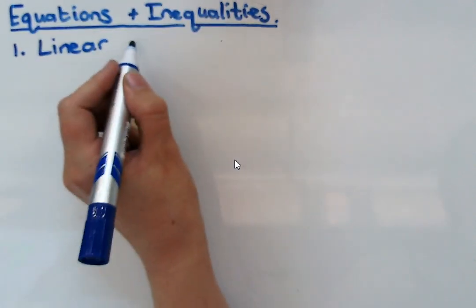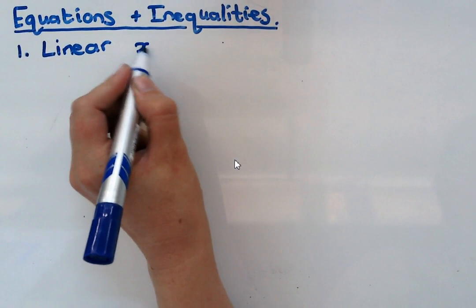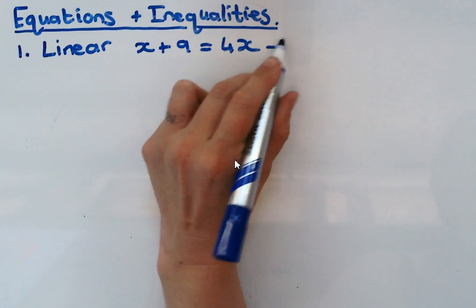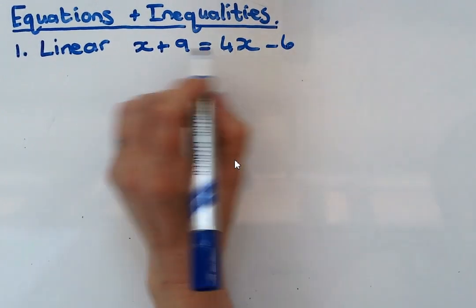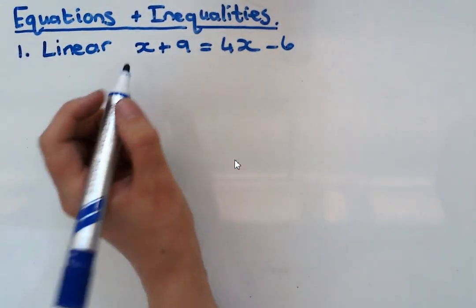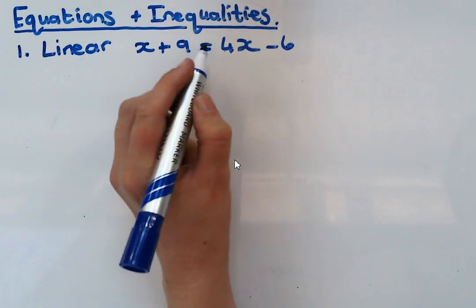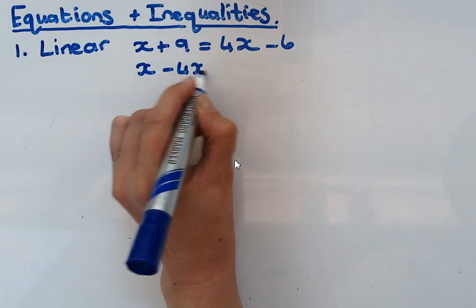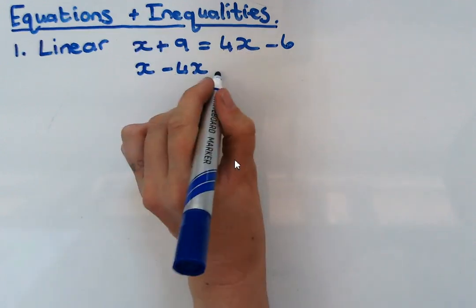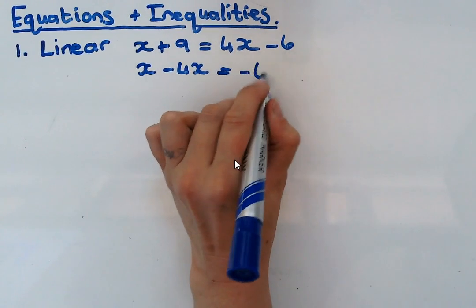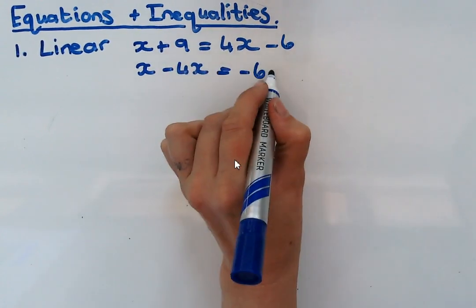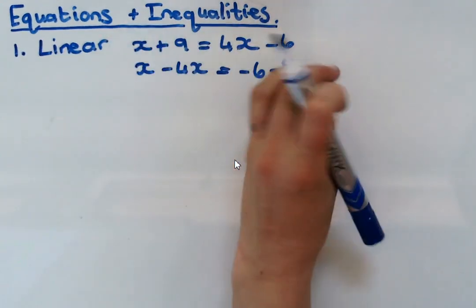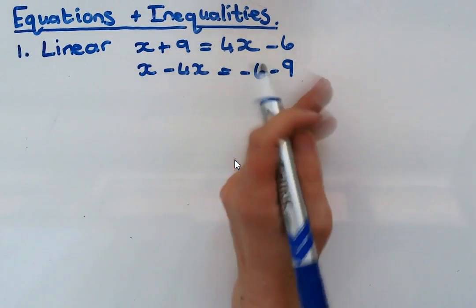A linear equation is when there is just an x in the equation, like x plus 9 is 4x minus 6. This is linear, there's just x's in, right? So what I do with linear is I bring all of the x terms to one side of the equal sign. So I'm going to transpose this one, and then the minus 6 I leave there. I'm going to transpose the 9 to that side, right? So I bring all of the x terms to one side and all of the number terms to the other side. Then I just add the like terms.